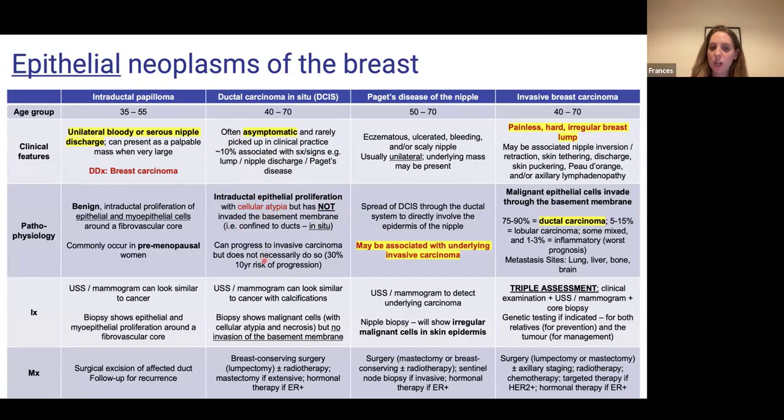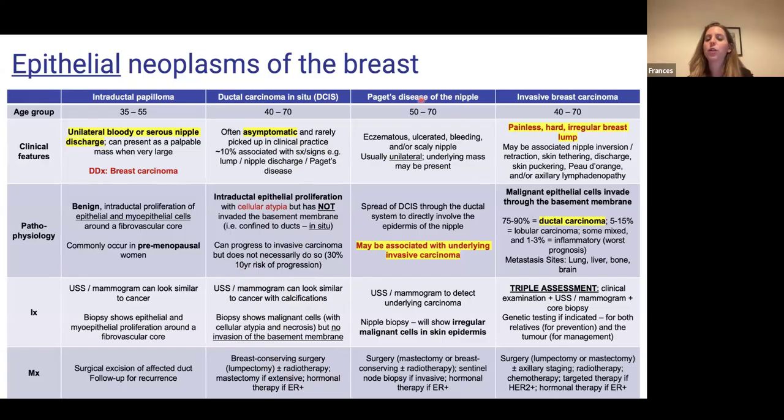It can progress to invasive carcinoma, but it doesn't necessarily do that. So some people will be fine, but you have a 30% risk that it will progress in a 10-year period. So ultimately, we tend to excise these if they're detected. But as I say, you're going to rarely pick these up in clinical practice.